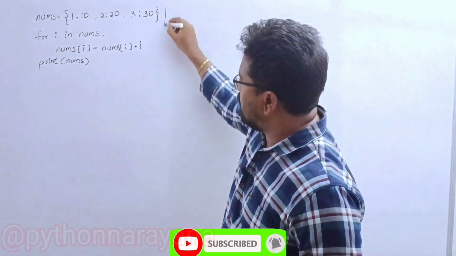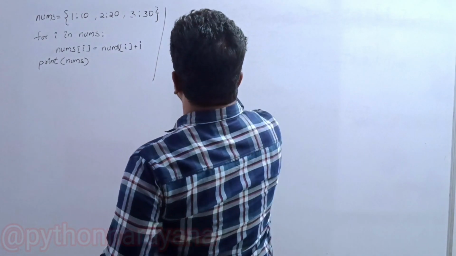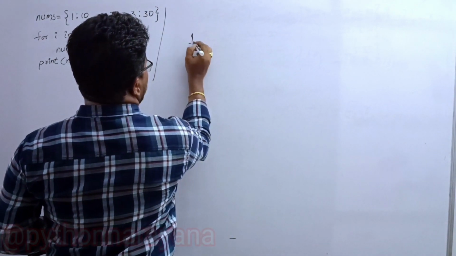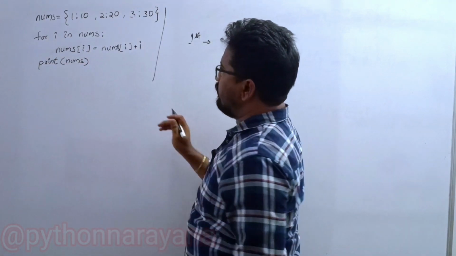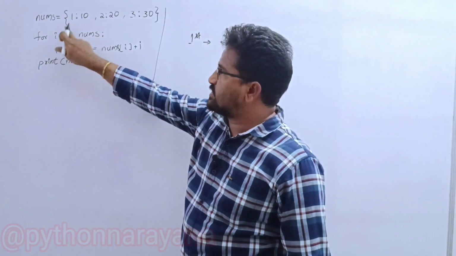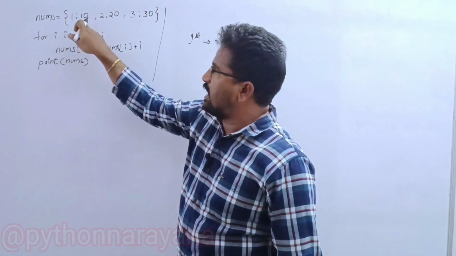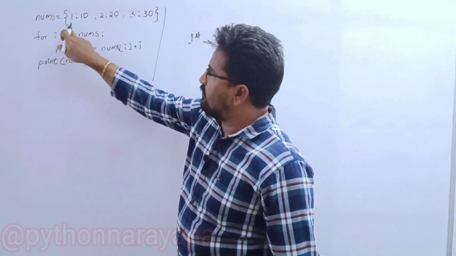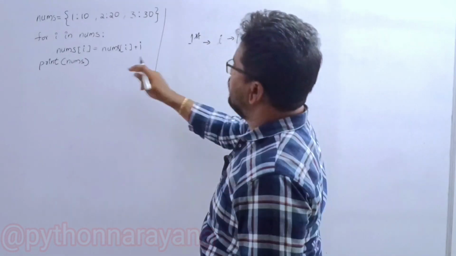Now, the same program, let us see through the iterations. The first iteration is, first time I value what here? See, whenever we have the key value pair, the first time I value is key. Always I value is key, not the value. If you want to get the value, we use dict[key], then value will come. So now, first time I value what now? 1. So first time I value is 1, right?